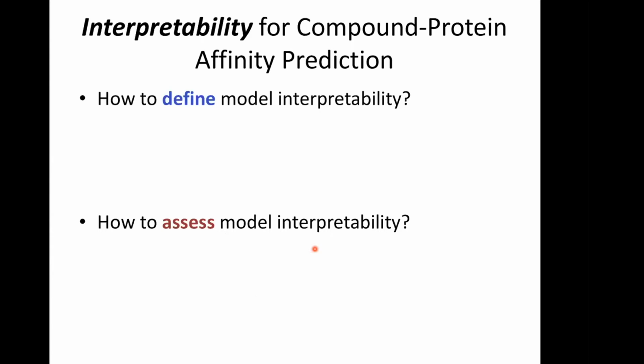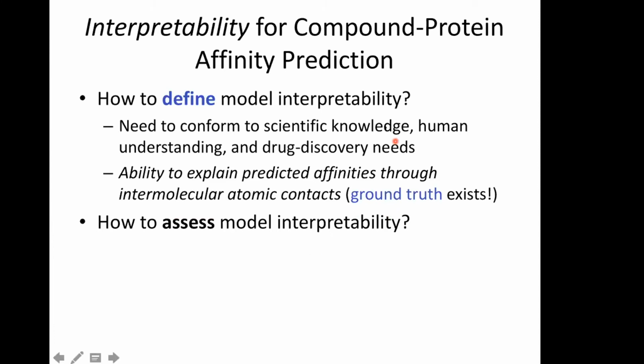interpretability for affinity predictor? I think it needs to conform to the scientific knowledge, human understanding, and the drug discovery needs. And as we know that affinity is usually decomposed as pairwise atomic interactions, and such interactions are very precious in the co-crystal structures and enables a lot of lead optimization in drug discovery. So we decided to define the model interpretability as ability to explain predicted affinities through intermolecular atomic contacts, in short, contacts.